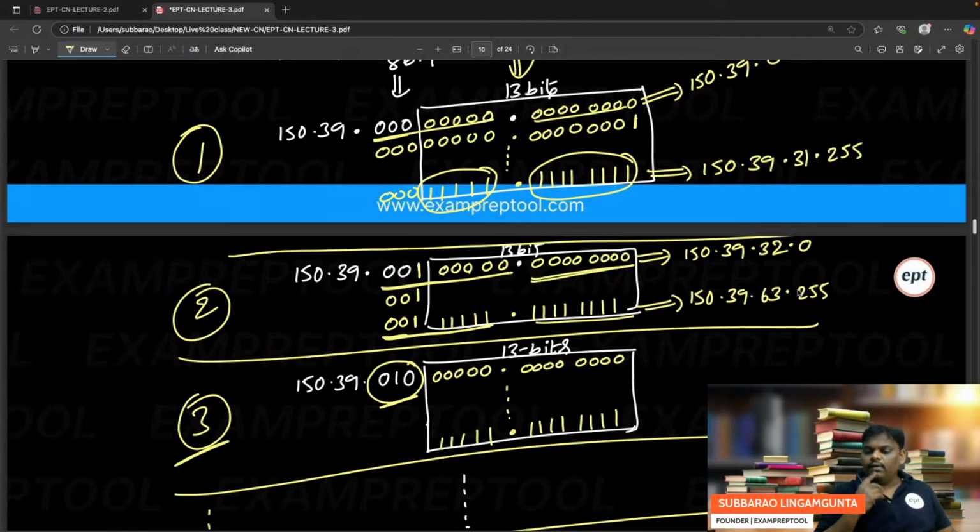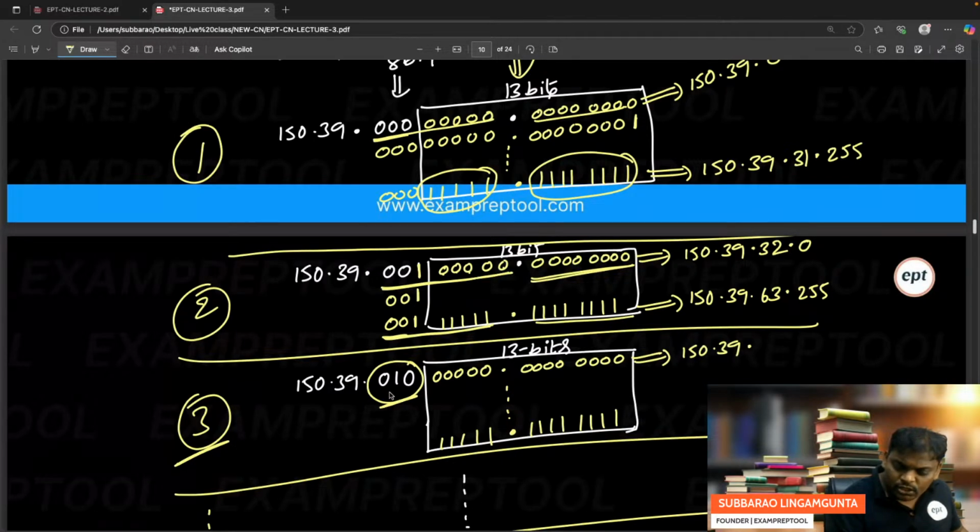Careful everyone. Convert the binary number into decimal number. There is no more change. Once again, can you observe here? 150.39, no change. Now see the subnet part. 0, 1, 0, then 5 zeros. I think I can say the 6th bit, 64. Previously 63, now 64. It is a 0.